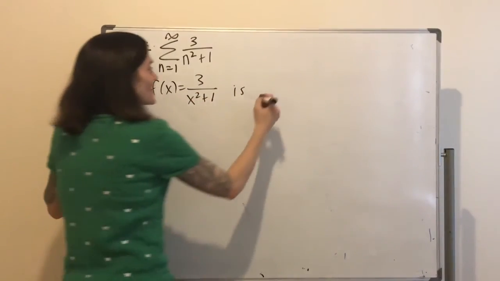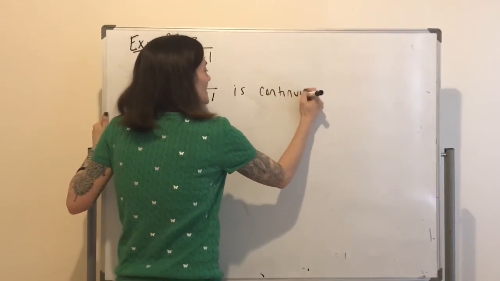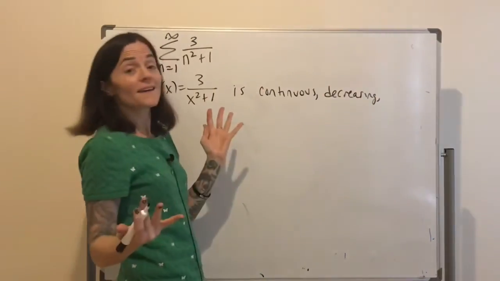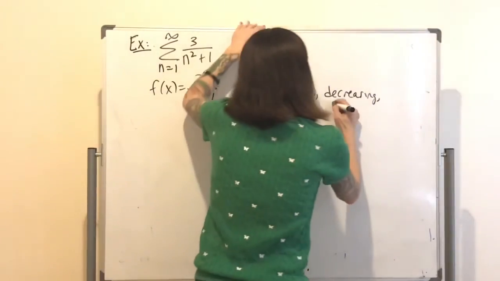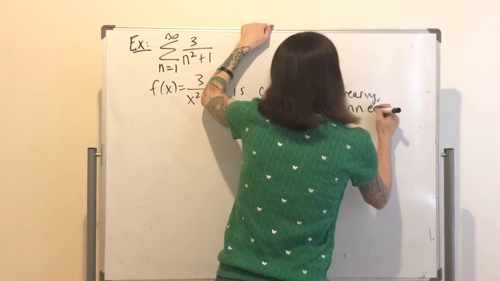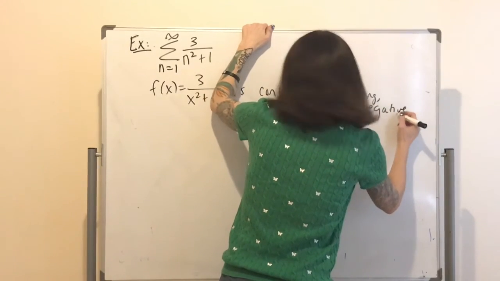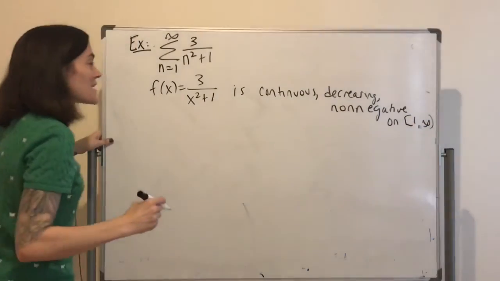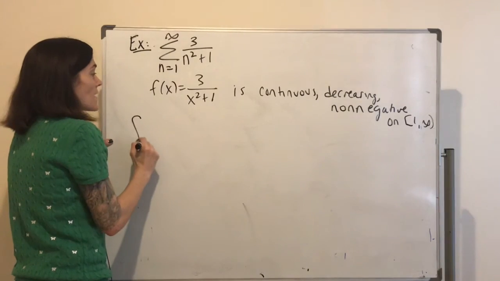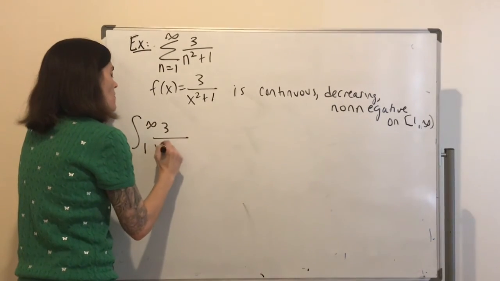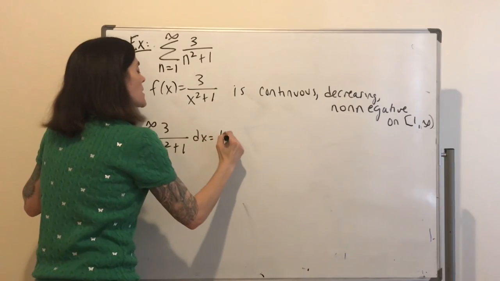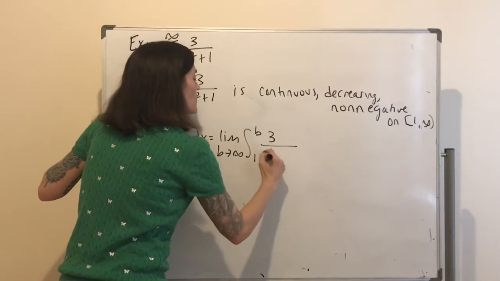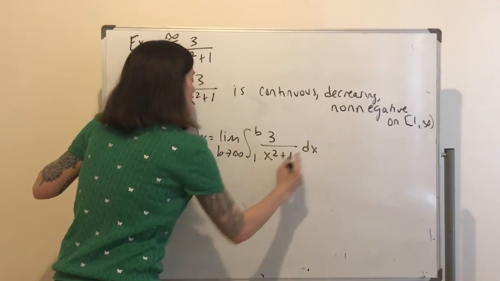This is without a doubt continuous and decreasing because again, the denominator is growing, right? Fixed numerator, and it's non-negative. All of this is true. And I need this to be the case on 1 to infinity, and it is. So we may use the integral test, and we evaluate this. This is a limit as b goes to infinity of the integral from 1 to b of 3 over x squared plus 1 dx.